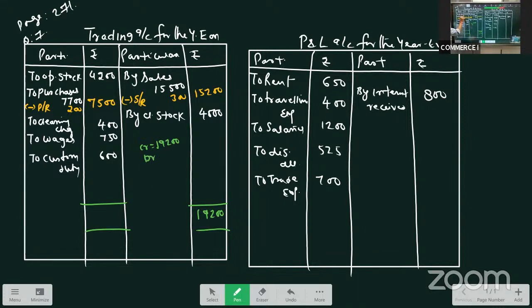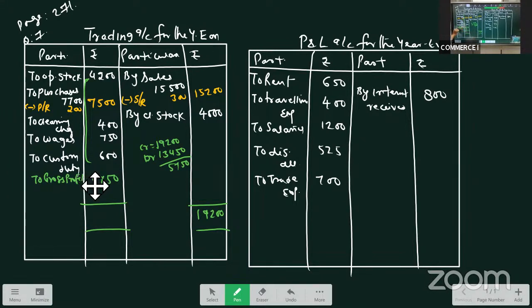What about debit side total? Total of all this, I am getting 13,450 as the total on the debit side. Okay, so if you deduct 19,200 minus 13,450, you'll get 5,750. What do we call this? Yes, we call this as our gross profit.